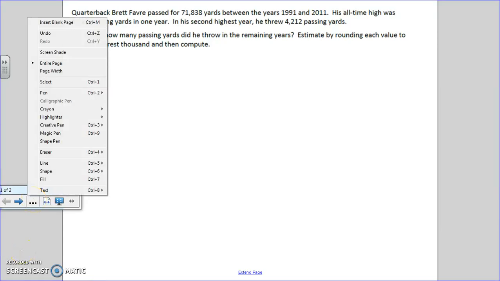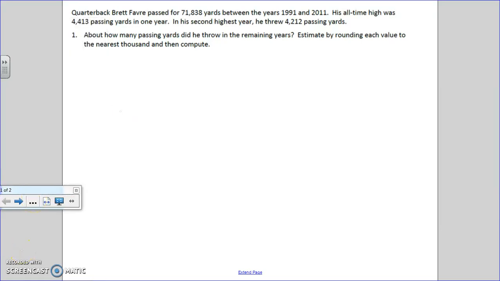Okay, so for this lesson, we're going to talk about exit ticket number 16. The first thing I'm going to do is start by reading the question out loud to myself. The question says, quarterback Brett Favre passed for 71, remember when I get to the comma in math, I say 1,838 yards between the years 1991 and 2011.